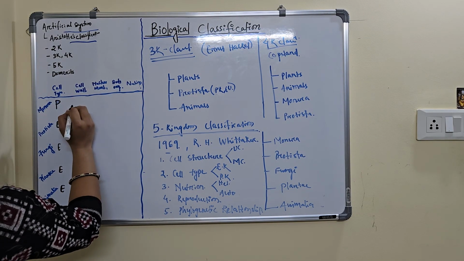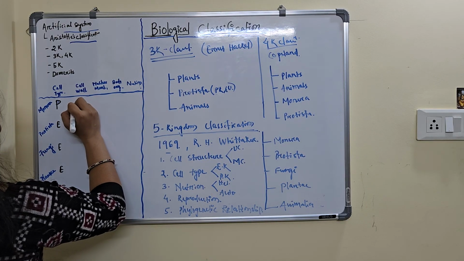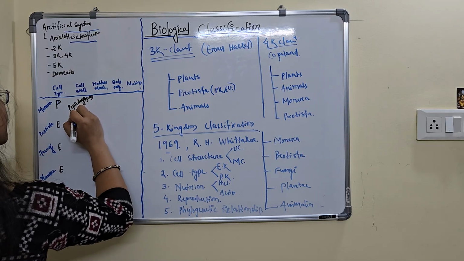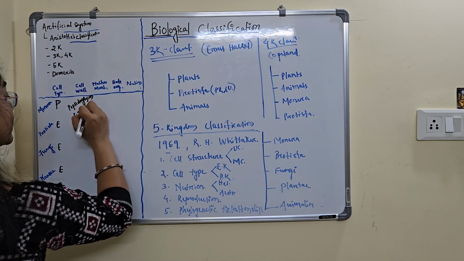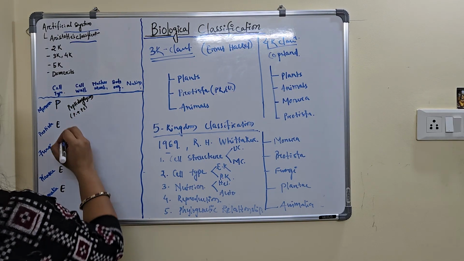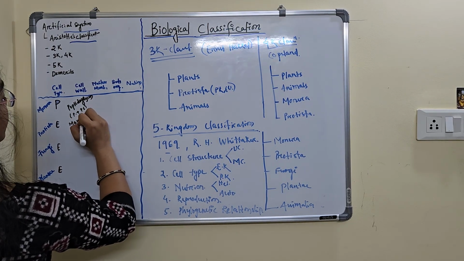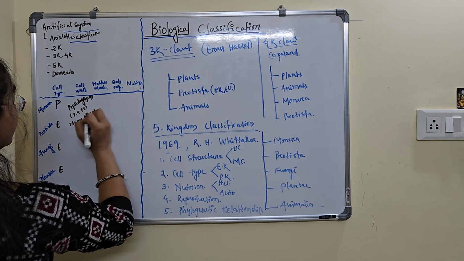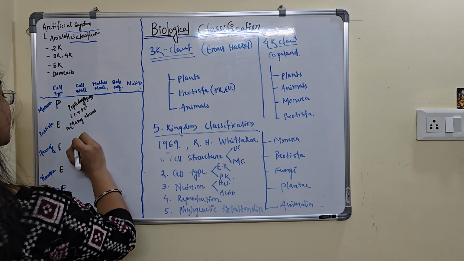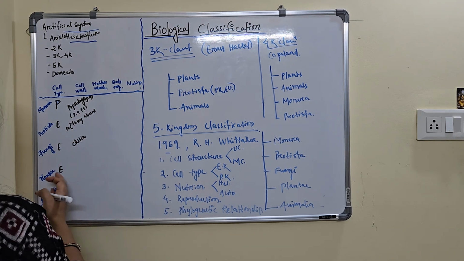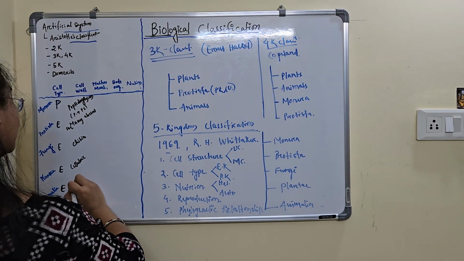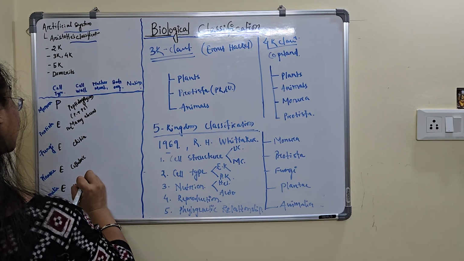The cell wall of Monera is composed of peptidoglycan, that is protein plus polysaccharide. Okay, for the Protista, many of the Protista species do not have a cell wall. It is absent for many. Okay, for the fungus, the cell wall is made up of chitin. For the Plantae, it is cellulosic, and for Animalia it is absent since animals do not have a cell wall.